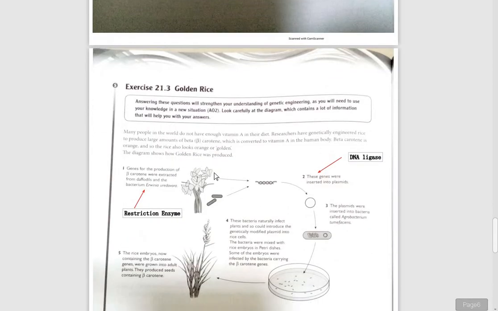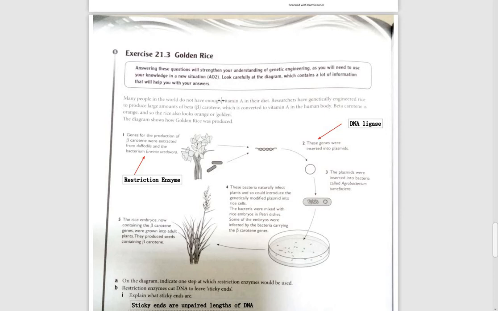Right. So now exercise 21.3, which is on golden rice. Answering these kinds of questions will strengthen your understanding of genetic engineering, as you will need to use your knowledge in a new situation. Look carefully at the diagram, which contains a lot of information that will help you with your answers. Many people in the world do not have enough vitamin A in the diet. Researchers have genetically engineered rice to produce large amounts of beta-carotene, which is converted to vitamin A in the human body. Beta-carotene is orange, and so the rice also looks orange or golden. The diagram shows how golden rice was produced.